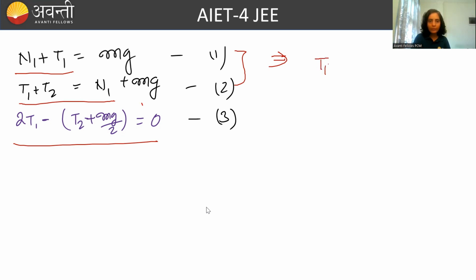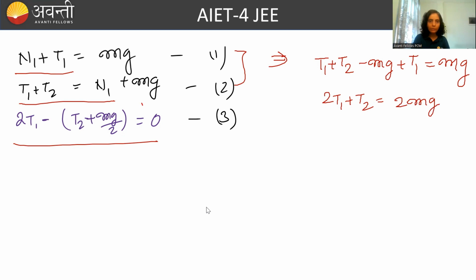So from equation 2, the value of N1 is T1 plus T2 minus mg, plus T1. This will be equal to mg. So I take the value of N1 from equation 2 and put it in equation 1. Now 2T1 plus T2 equals how much? 2mg. So the value of mg will be equal to T1 plus T2 by 2. Let's put the value of mg here now, so we get the relation between T1 and T2.